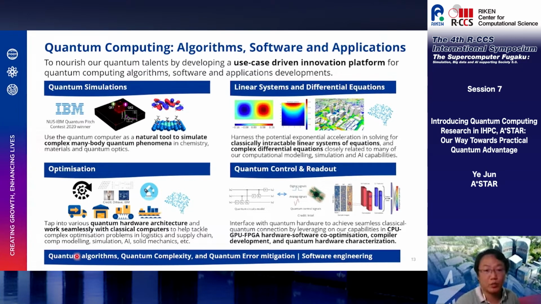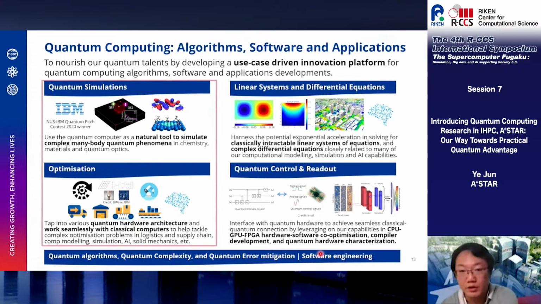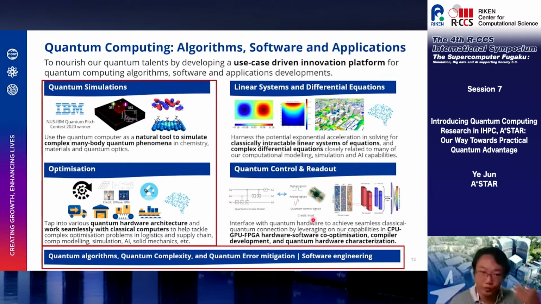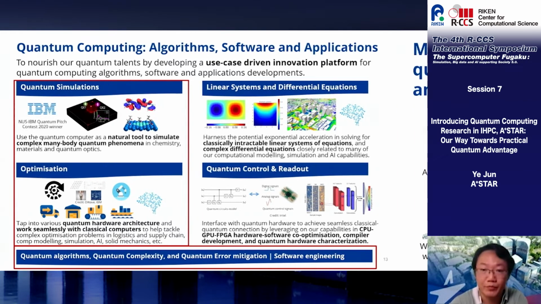And we also have a fundamental horizontal piece of work looking at the development of quantum algorithms, quantum complexity, and quantum error mitigation, as well as software engineering. So today, as I just mentioned, I will quickly go through some of the representative work that we have done for quantum simulation and optimization, as well as some of the horizontal work in IHPC.